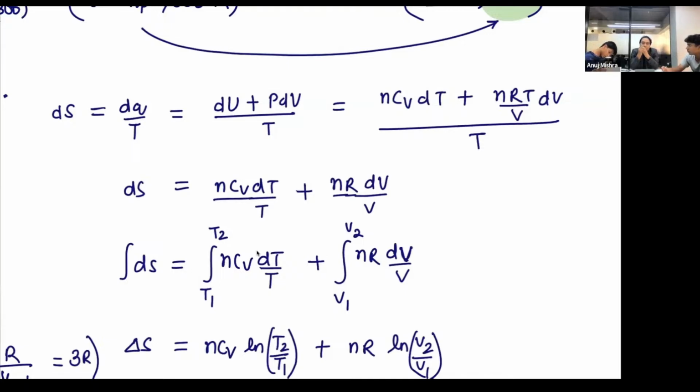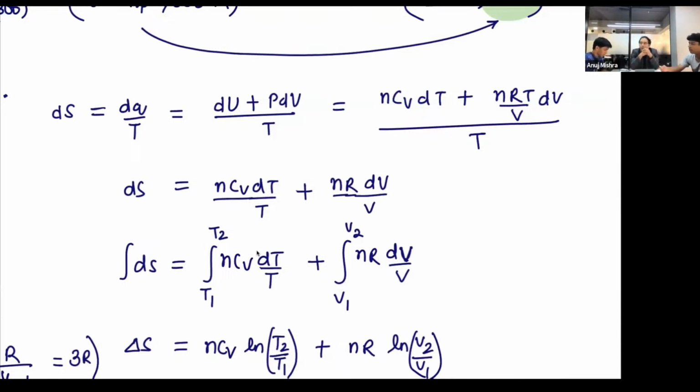Now tell me one thing. Delta S which we have got is applicable for all general cases. If the case is isothermal, what will happen? T1 and T2 will be what? T2 upon T1 is 1, because T1 and T2 are the same. So what is ln of T2 upon T1? 0. So what is the first term becoming here? 0.